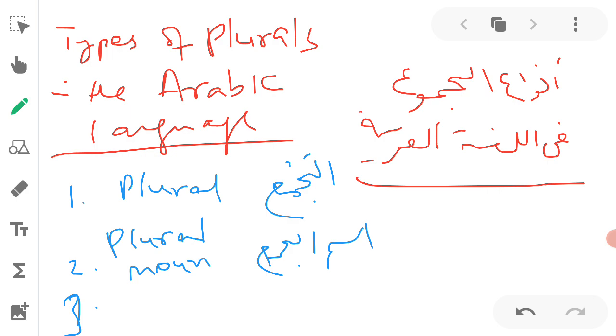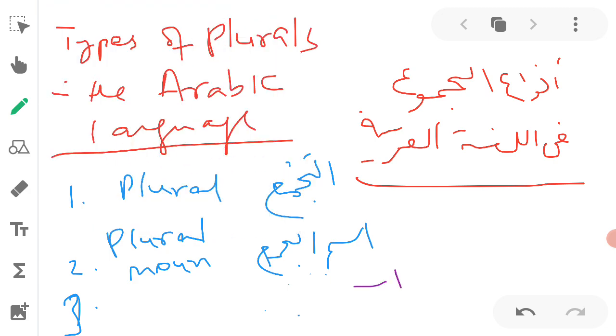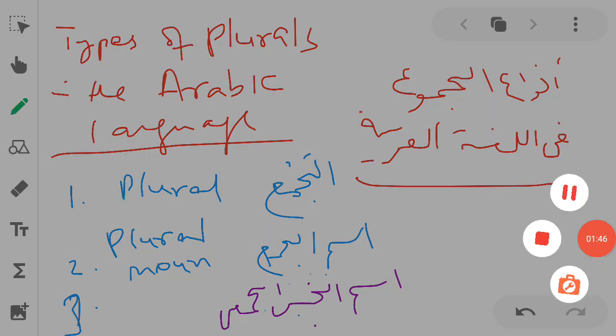And the third type of plurals are called ismul jins al-jam'i. So, sorry, let me write it a bit more legibly. So, ism al-jins. Okay, I'll later write it properly when I have more space. I don't know how would you translate this one.